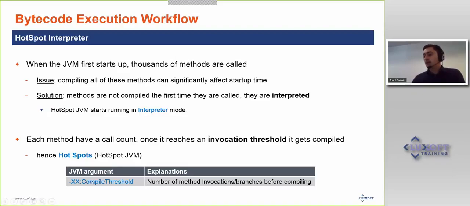We have a JVM argument in order to influence this invocation threshold, called compile threshold. It's mainly the number of invocations or branches before compiling a method. Once that method reaches this threshold, it gets compiled and switched into native code.